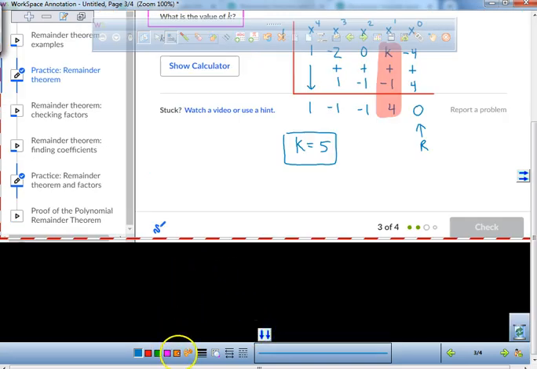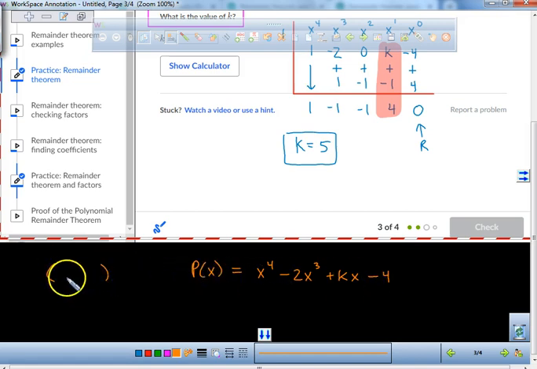I'm going to go down here. What was P of x? P of x, to start out with what? 1x to the power of 4. Then it was minus 2x to the power of 3. Then it was what? Plus kx? Okay, there we go. By the way, what were we dividing by, guys? What was the factor we were dividing by? X minus 1. So check this out. What could we do? We could literally plug in a what? And what does our remainder have to equal?